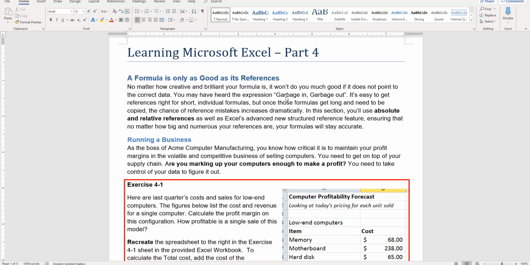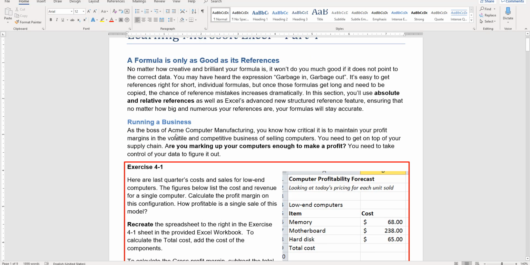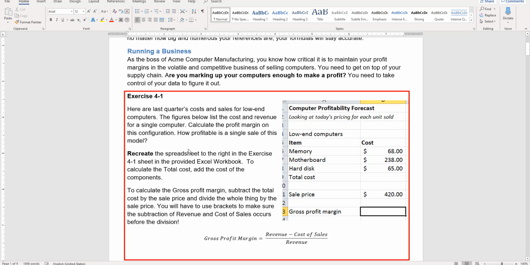Also, the idea of absolute versus relative references sounds a little bit scary, but it's not once you understand it. So we're going to run through a computer business this time. You have the owner of Acme Computer Manufacturing. A computer builder often just takes components and puts them together. So that's what we're going to be looking at, buying the cheapest or best components and then putting them into our computer and trying to make sure that we're making a profit, and figuring out what they call your gross profit margin.